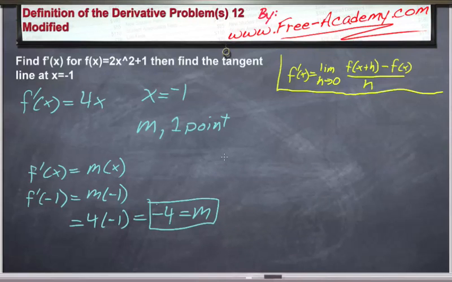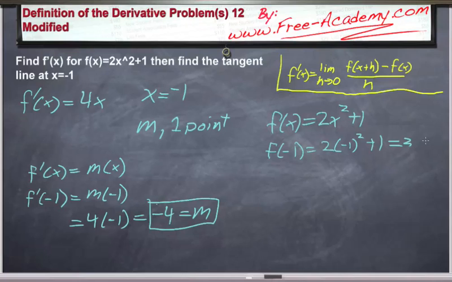So we have the slope. How do we get a point? Well, that's pretty easy. Let's take f of x equals 2x squared plus 1, and let's find it for x equals negative 1. This will be equal to 2 times negative 1 squared plus 1, which is equal to 3.